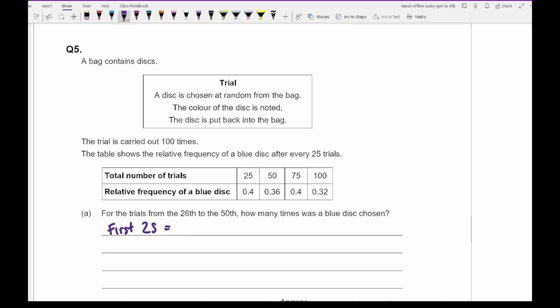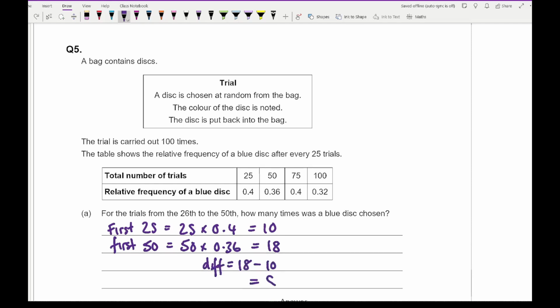So for this, what we need to do is first of all work out the first 25, and we do that by doing 25 multiplied by 0.4, which gives us an answer of 10. Then for the first 50, it's going to be 50 multiplied by 0.36, which gives me an answer of 18. And then what we then need to do is just work out the difference. So the difference is going to be 18 minus 10, which gives me an answer of 8.